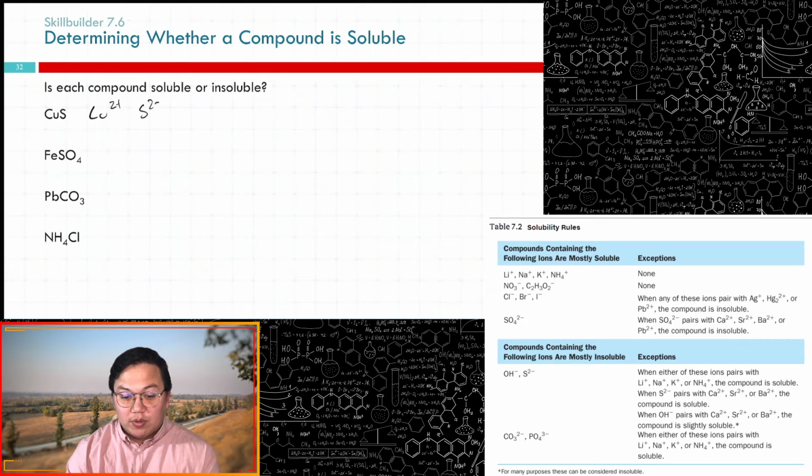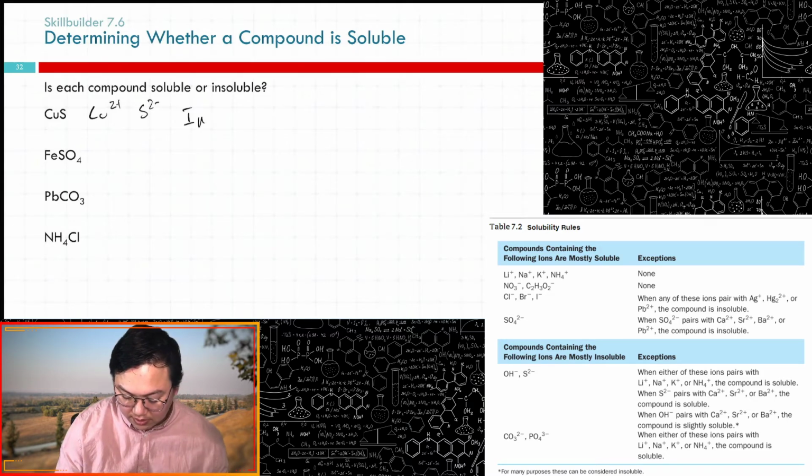But because we don't see copper in this list of exceptions for sulfur, then the compounds containing the following ions are mostly insoluble. So we would write down that this is insoluble.